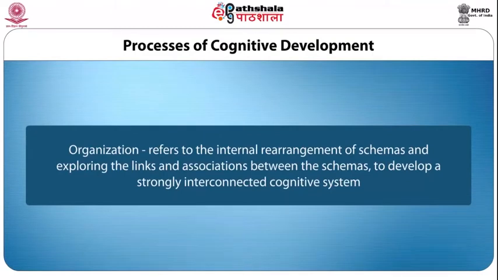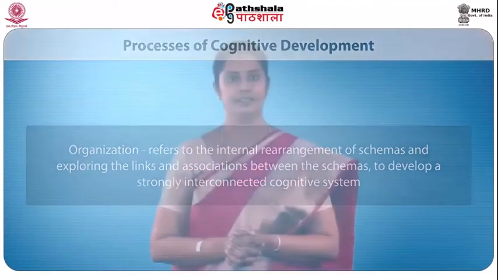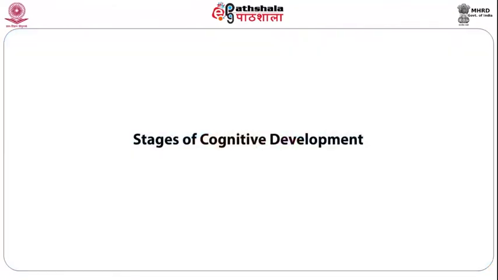Hope you have understood the process of cognition with this example. Then, let us move on to the stages of cognitive development. According to Piaget, individuals go through 4 stages of cognitive development as a result of the above mentioned cognitive process.